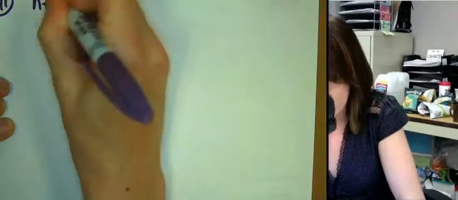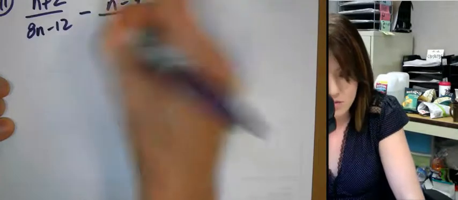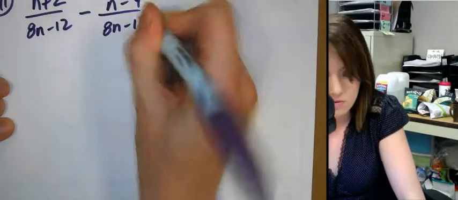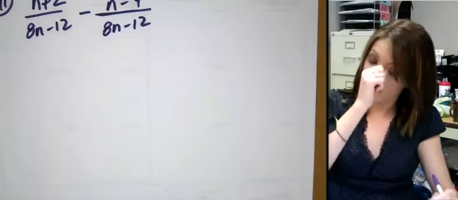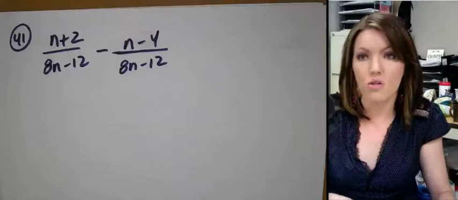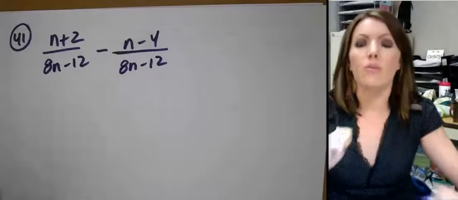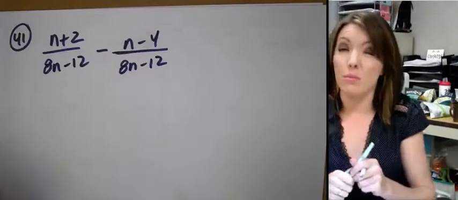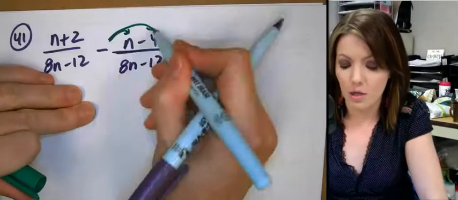N plus 2 over 8n minus 12 minus n minus 4 over 8n minus 12. So I do hear, I don't know if you guys can hear it, but there is somebody knocking on the door, and I told my students yesterday that I was making these videos for them and that I probably would not be available, but maybe they didn't hear me say that.